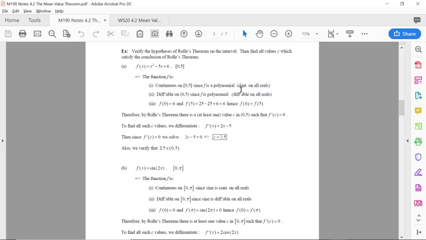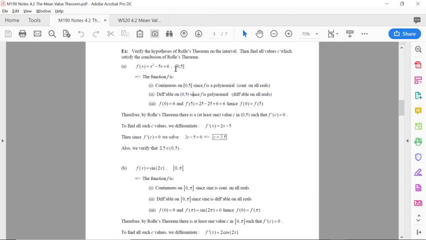Okay, and then the third thing is to verify that the given interval that you're interested in is contained within wherever that statement would have been true. For continuity, we're using the closed interval. For differentiability, we're using the open interval. And the third condition of Rolle's theorem, that is that the y values at the start and end of the interval are equal to each other.